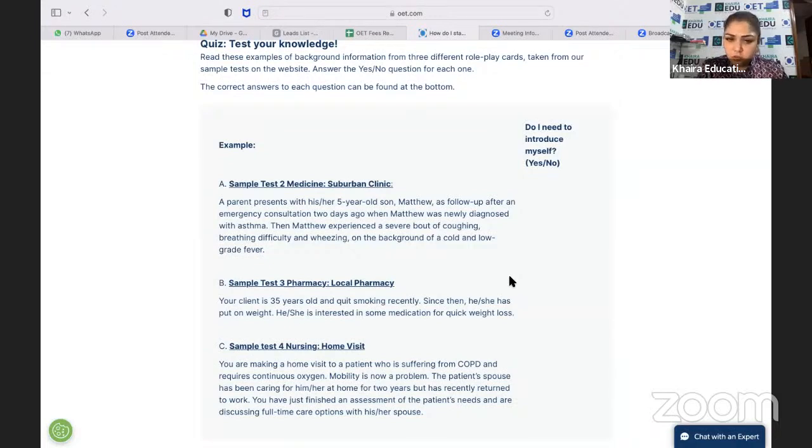If I'm not wrong, you are Matthew's mother, right? How may I address you? And then, after they tell you what you can call them, you can say, okay, so I have the case notes here, and I see that Matthew was admitted 2 days ago with problems in breathing. How has he been doing since then?